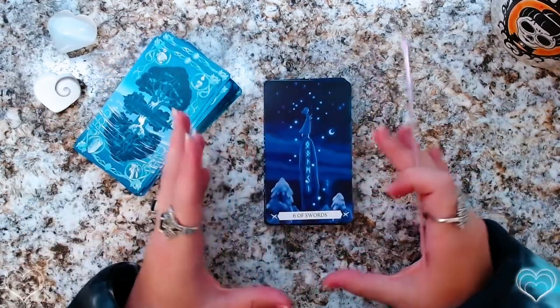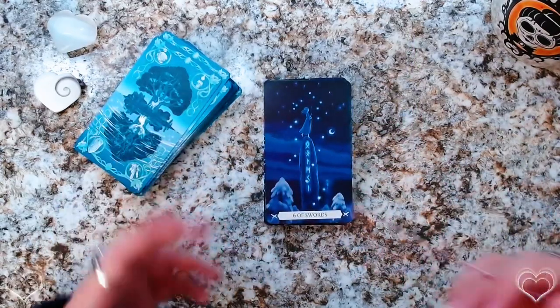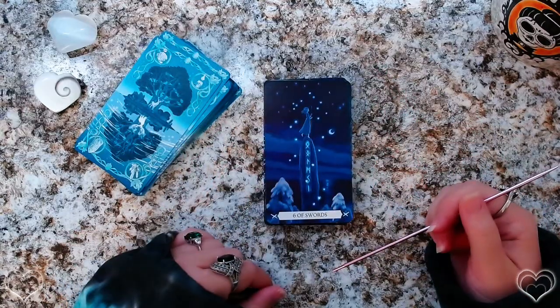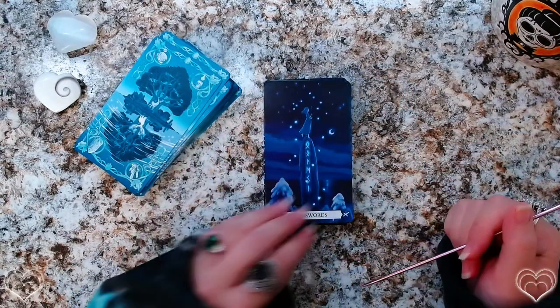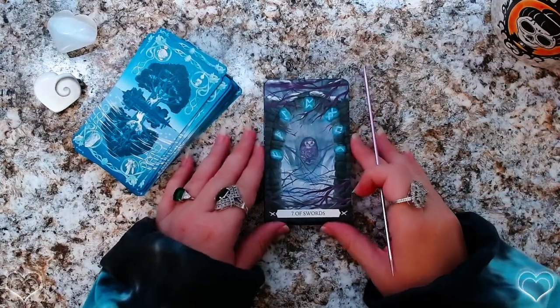Here's the 6, so tranquil, so beautiful. She's moving away from that chaos with the ice. She is elevated now, moving away from things and hopefully leaving what was in the past and not taking it with her. Oof, the 7 of Swords.